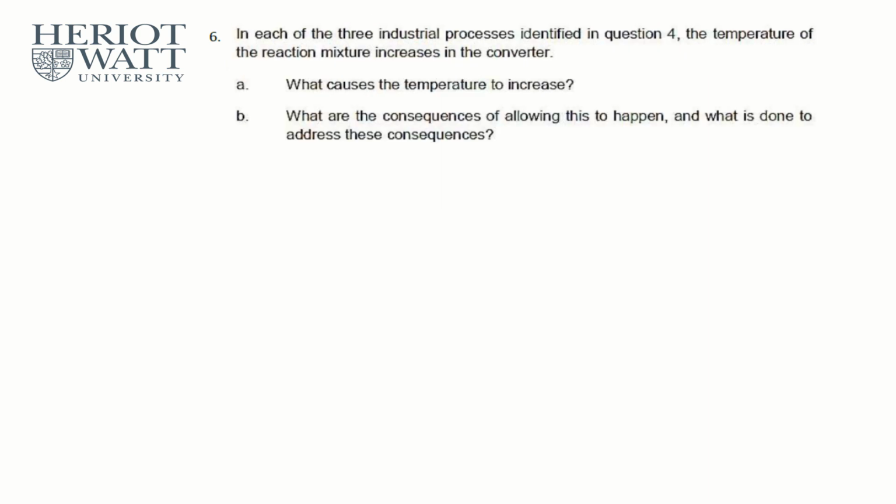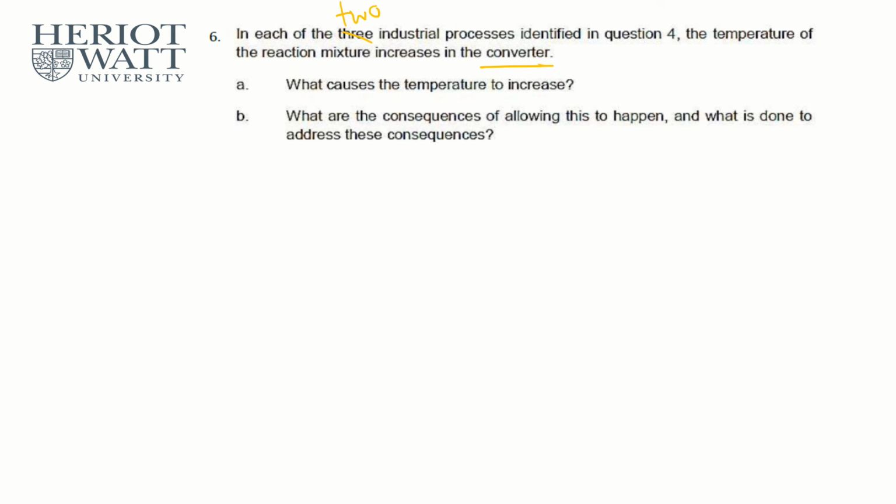Okay, number 6. Now, in each of the 3 industrial processes, again, guys, it's not 3, but just 2. Identify in question 4, the one just now, which is the Haber and contact process, the temperature of the reaction mixture increases in the converter. Now, what is a converter? A converter is actually the reaction chamber that converts your reactants into the product, the place where the reaction happens and produces the product. Okay, this is where the reaction takes place.